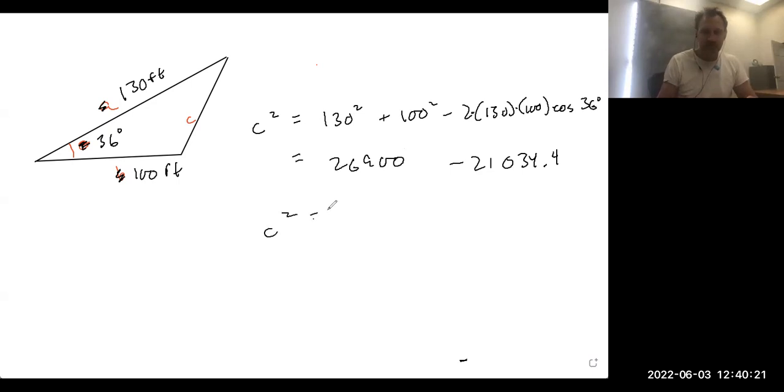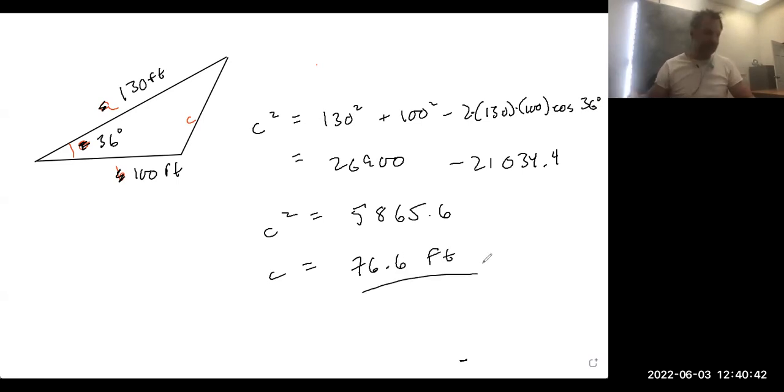And then c squared equals 5,865.6. So c equals 76.6. Done. That is the law of cosines in a very fast little nutshell.